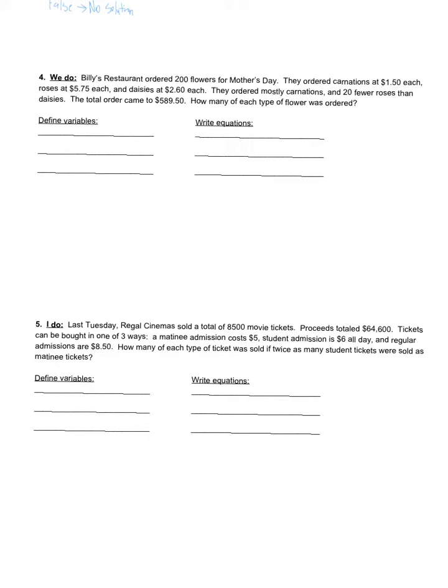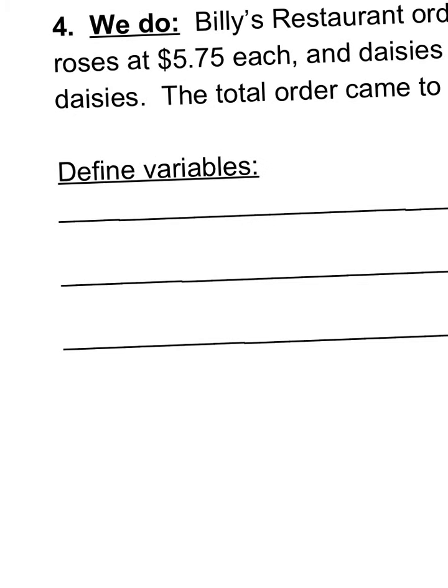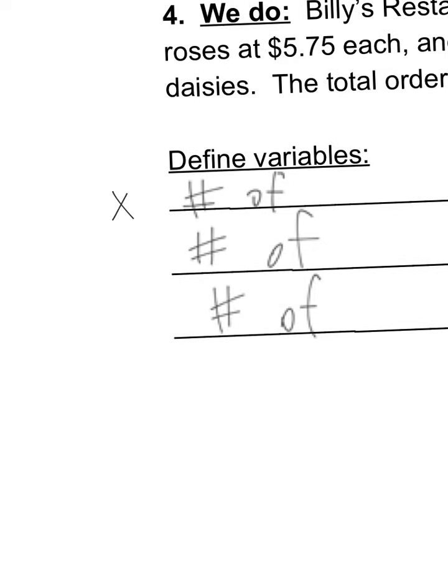So the first thing we need to do is define our variables. We have 3 types of flowers, and then the question is asking for how many of each type. So I'll put like number of on all these, because it's good to be specific. What are you looking for? Are you looking for the number of something or the price of it? And then I'm always going to use X, Y, Z. So let's not forget that, because I almost did. So we get X, Y, Z.